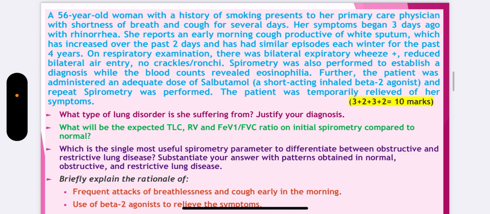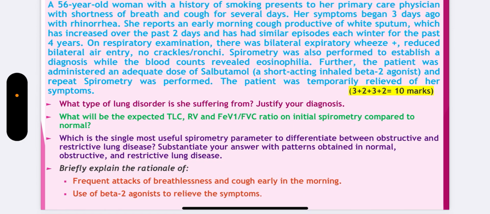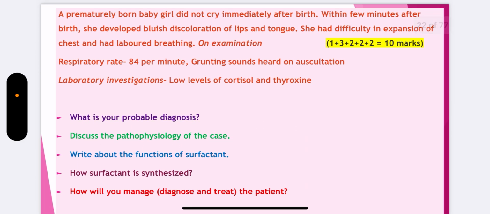Now this case, it is about obstructive diseases. It is from pulmonary physiology. You can see the stem of the question and the marks distribution and the questions that need to be answered. This one again is from respiratory physiology. It explains hyaline membrane disease. You can see the questions here.